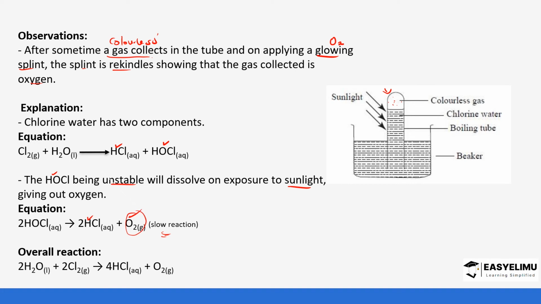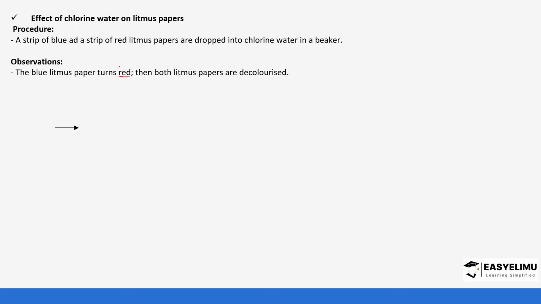So the same experiment can be repeated now with a litmus paper. So instead of us collecting the oxygen gas, what if we lowered wet litmus paper, both red and blue, in a gas jar containing chlorine gas, or chlorine water being dissolved in, or you put litmus paper, red and blue, in chlorine water. What are you going to see? So if a strip of blue and red litmus paper are dropped in chlorine water, the blue litmus paper will turn red, because we said whatever solutions that are being formed are acidic in nature, the hypochlorous acid and hydrochloric acid, and then the red litmus paper will remain red. But after some time, both litmus papers were decolorized.